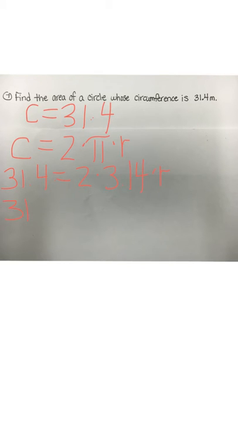So if we have 31.4 equals 2 times 3.14, that is 6.28 times the radius. We're going to undo the multiplication by dividing by 6.28 on both sides. And you will find that the radius is 5 meters.